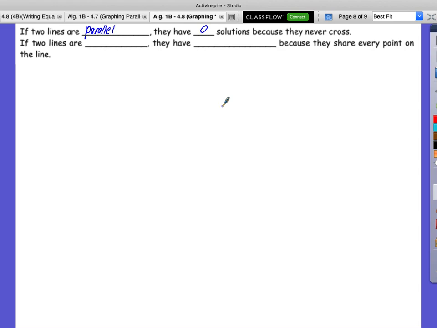Now, if 2 lines are this fancy word, guys, we call it coinciding. What that fancy word really just means is that they are the same line. So if you just write underneath that coinciding, that they're the same line, that's really what that means. So if two lines are the same line, they have infinitely many solutions because they share every single point on the line.